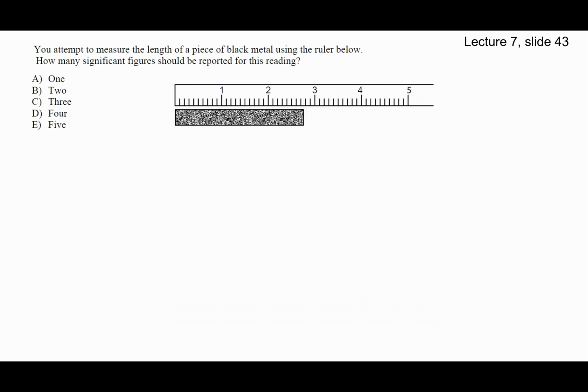You attempt to measure the length of a piece of black metal using the ruler below. How many figures should you have in this reading? Well, let's take a look. It's definitely bigger than 2. And this is the 0.9, the 0.8. It's definitely between 0.7 and 0.8, and it's, I don't know, halfway up there. So remember, we have delineations for the 7 and the 8 in this case, so those are certain digits. The first uncertain one is the one that's not labeled, we guesstimate, and it's this one. So the answer would be 3.